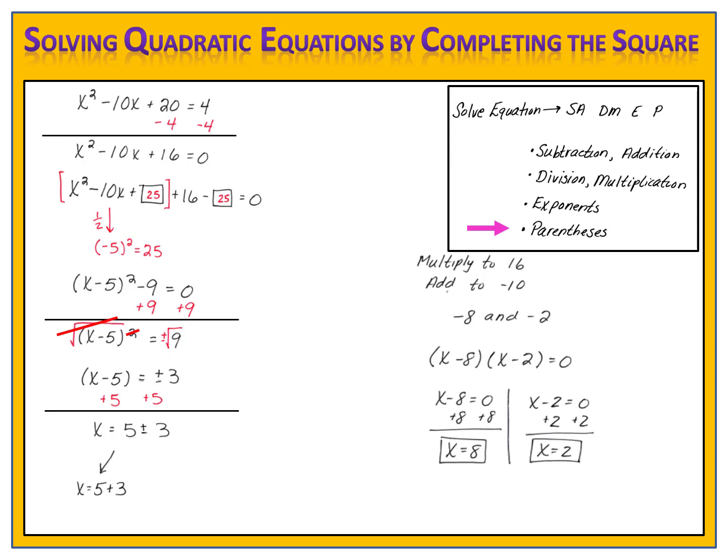The first is x equals 5 plus 3, which means x equals 8. Notice that matches what I found by factoring. The second possible solution is x equals 5 minus 3, or x equals 2. Again, notice that matches the solution that I found by factoring.